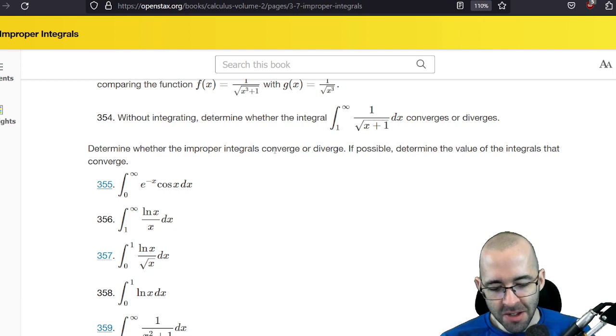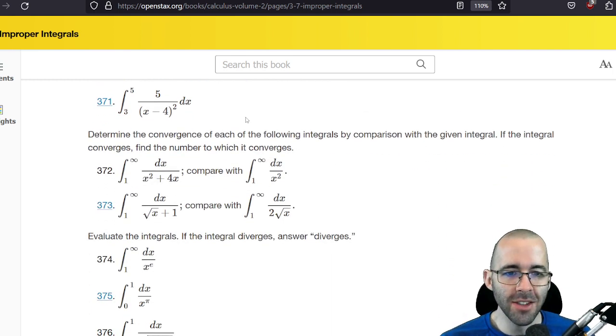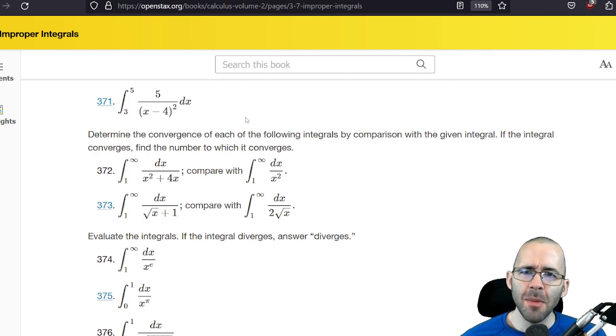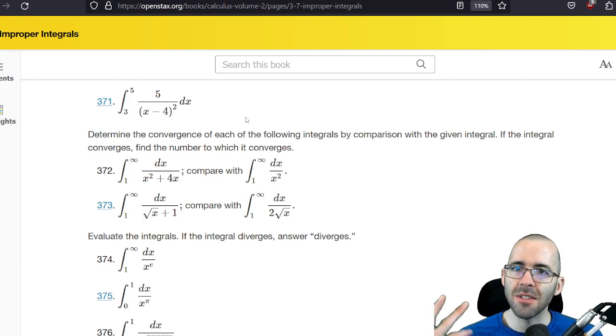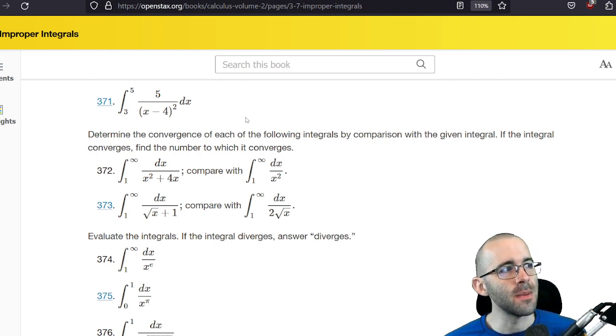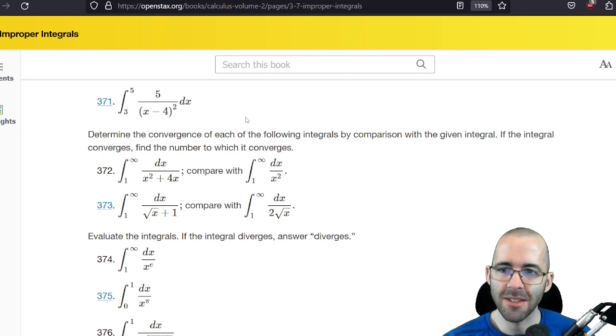Determine whether the improper integrals converge or diverge. If possible, determine the value of the integrals that converge. So basically, find what these equal. If they're infinity, then say they diverge. Because remember, converge means it's a number, basically. It means the limit exists. And diverge means the limit doesn't exist. And remember that a limit equaling infinity still counts as not existing. Writing infinity just is not an actual value of the limit. It's an explanation of how the limit doesn't exist.